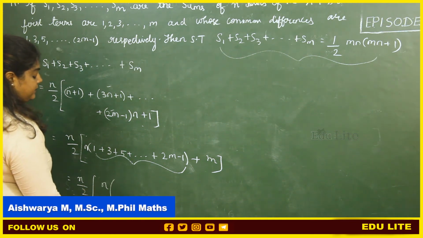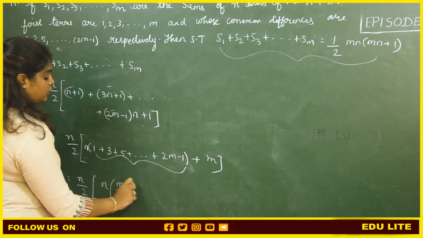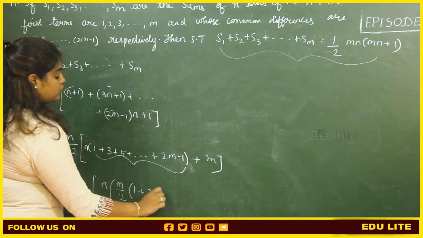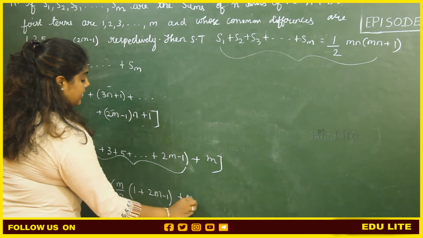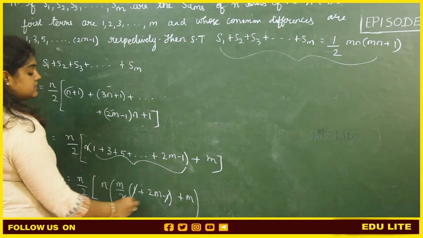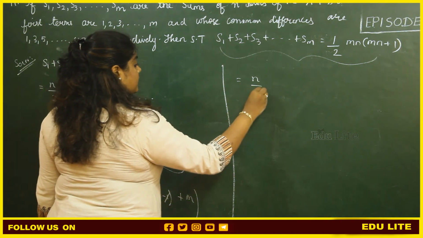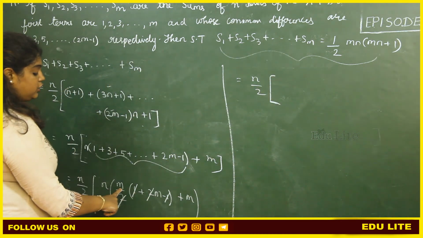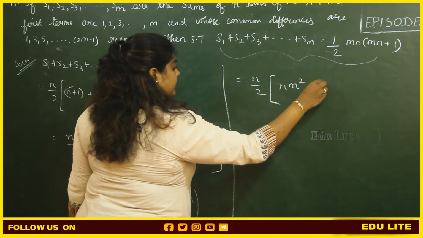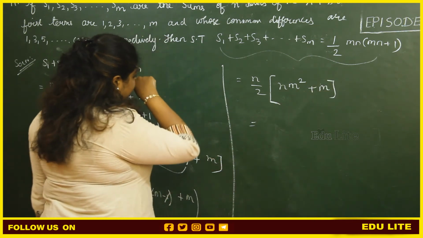The Sn formula represents n by 2. Here we have m terms. Therefore, m by 2 into a value, which is 1, plus L value, which is 2m minus 1, plus m. Now, plus 1 and minus 1 will get cancelled. The remaining term is 2, and 2 will get cancelled. Therefore, n by 2, remaining is n into m squared plus m.